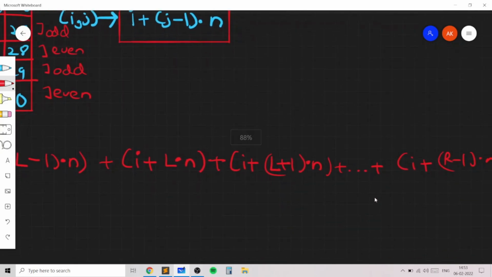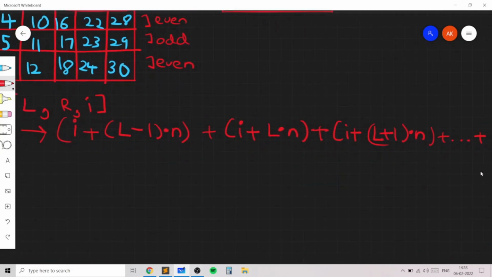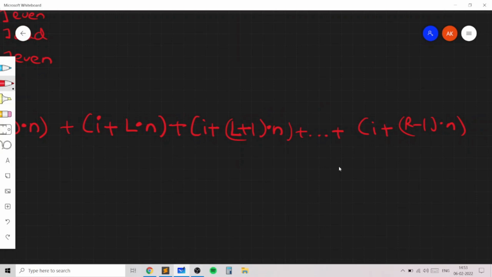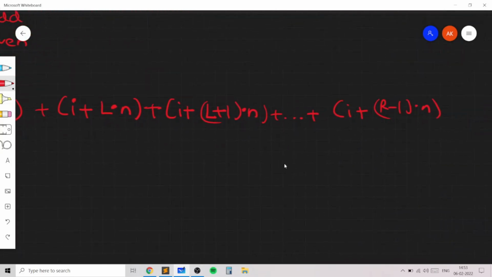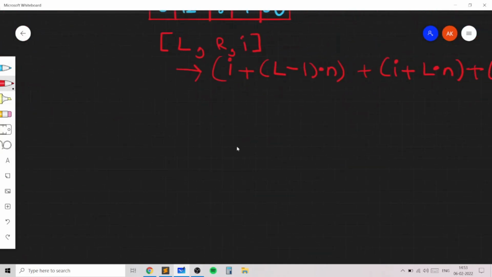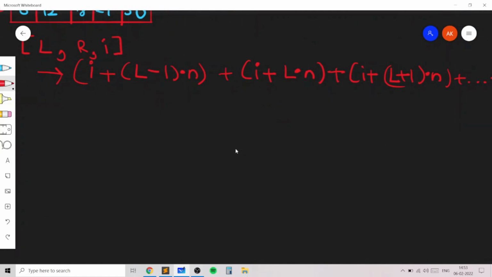Now we need to simplify this formula, and we need to verify that this is divisible by the number of elements in the range. So we need to factor it and somehow get the number R minus L plus 1 as a factor. Analyzing this, we realize that the number i appears in each of the R minus L plus 1 elements in the range. That's why we can take that out common.